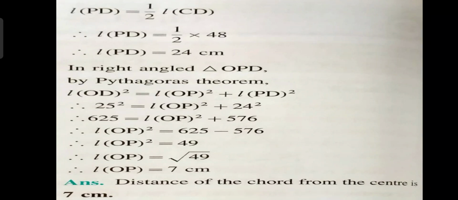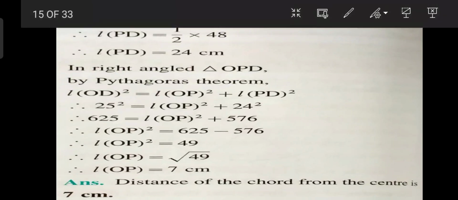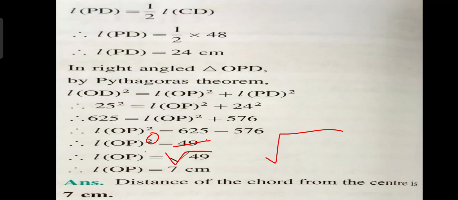So students, this is very important to know. Here the square is given, so this is 49. But when we take the square from here, you must put the square root sign here. This is a square root sign. Okay, because you have taken the square from one side and put the square root on the other. So length OP is the square root of 49, that is 7 centimeter. So the distance of the chord from the center is 7 centimeter, meaning OP here is 7 centimeter.